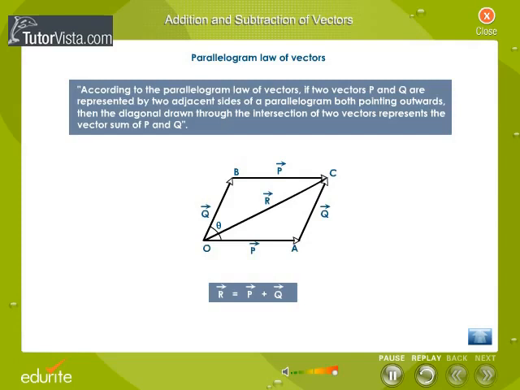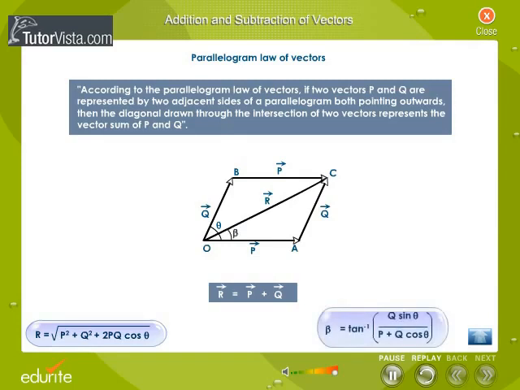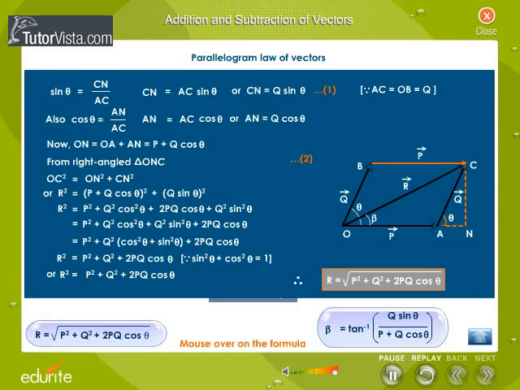The magnitude and direction of the resultant vector r is given by the equations r is equal to square root of p squared plus q squared plus 2 pq cos theta, beta equal to tan inverse q sin theta divided by p plus q cos theta. Mouse over on the formula for the derivation.